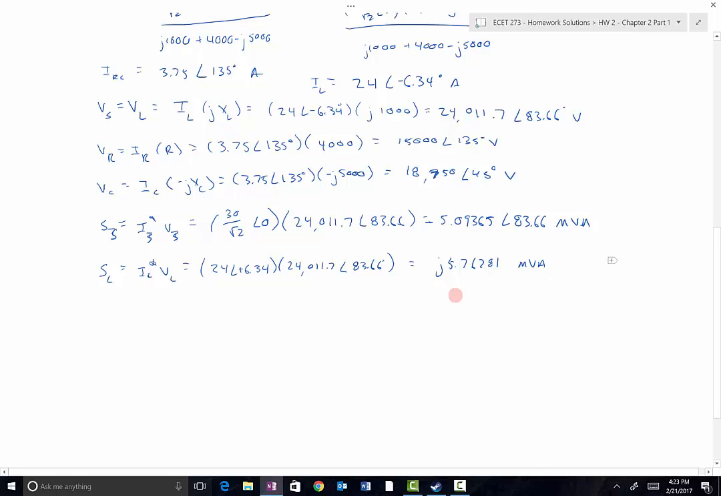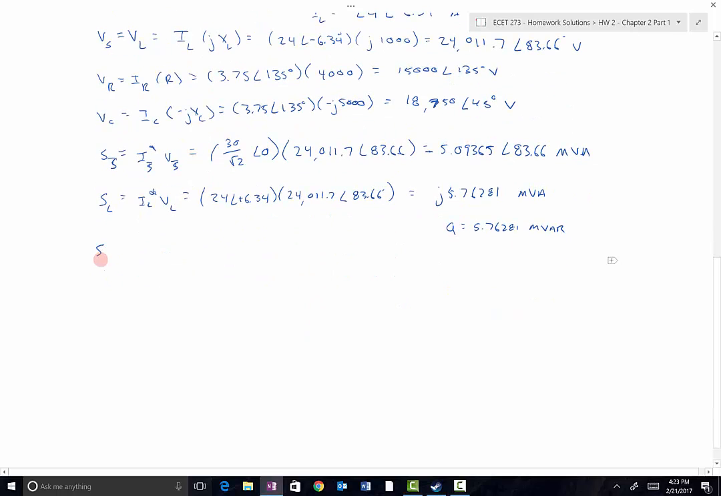So I could also say that Q equals 5.76281 megavar. Since this thing is purely inductive, the magnitude of S is equal to Q.